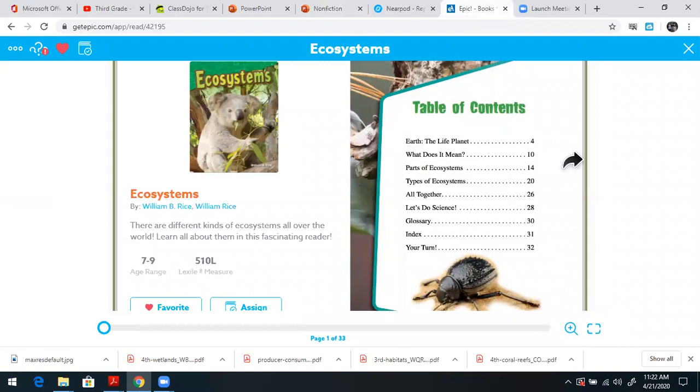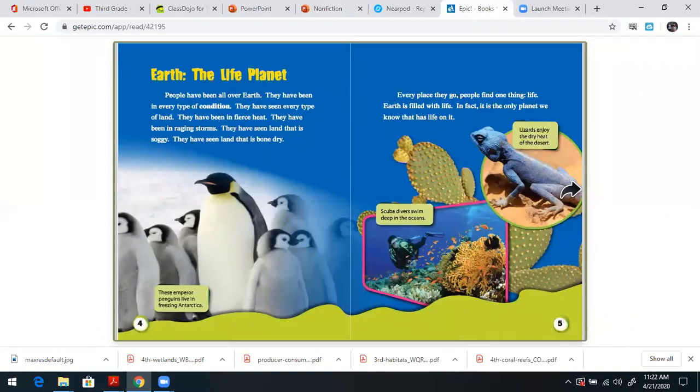This book is called Ecosystems. Earth, the life planet. People have been all over Earth. They have been in every type of condition. They have seen every type of land. They have been in fierce heat. They have been in raging storms. They have seen land that is soggy. They have seen land that is bone dry.